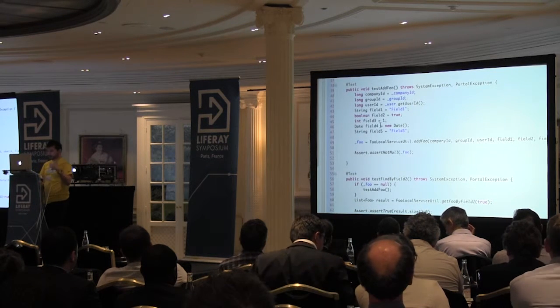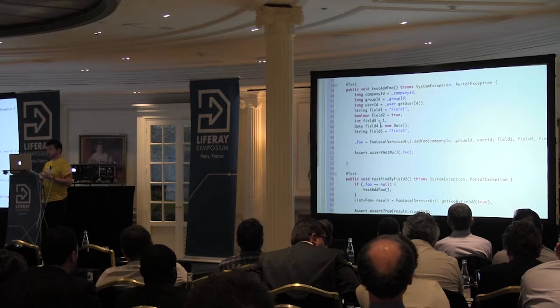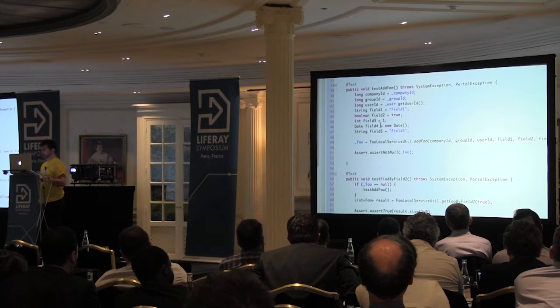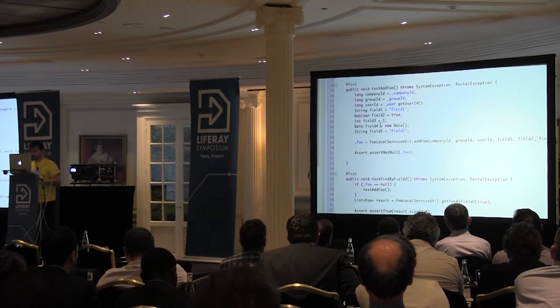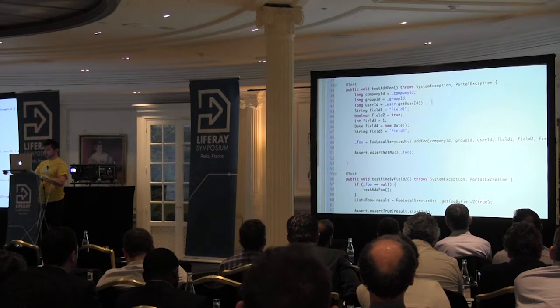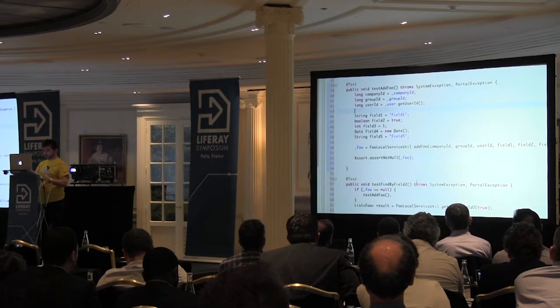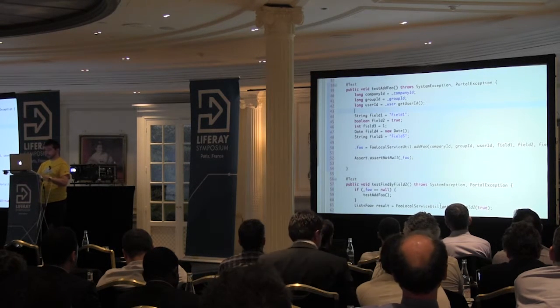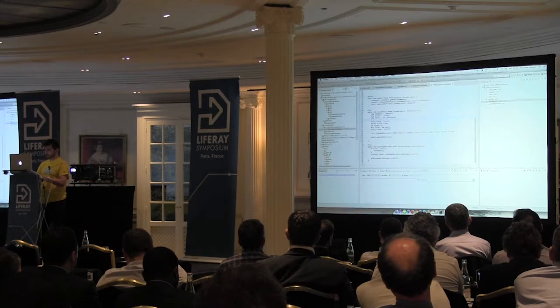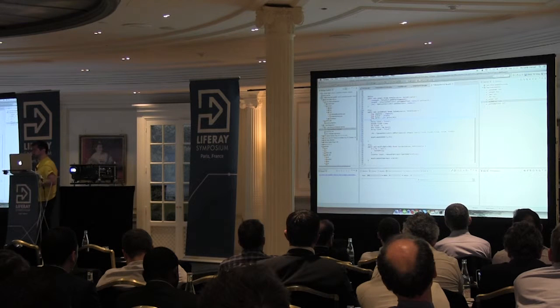And yes, so I have my test. The first test is actually testing the foo local service util. It's testing the add foo method by adding a foo entity with those fields. And the second one is actually checking for the existence of a foo entity. So we're almost ready to go.